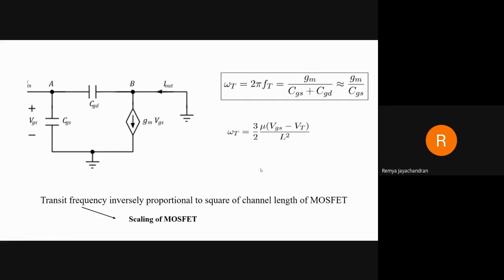The necessity, that is our requirement, was high frequency devices, high frequency operation. From this relationship itself, it is clear that if you are scaling down the dimension, the MOSFET can operate at very high frequency. So we can develop high-speed processors from that. That led to the scaling of MOSFET.